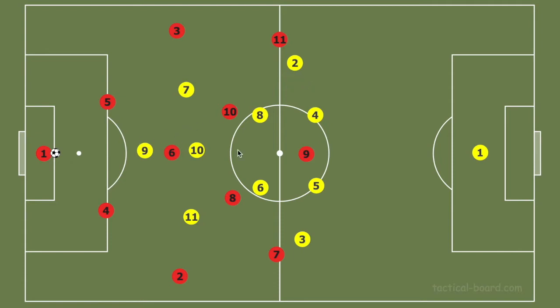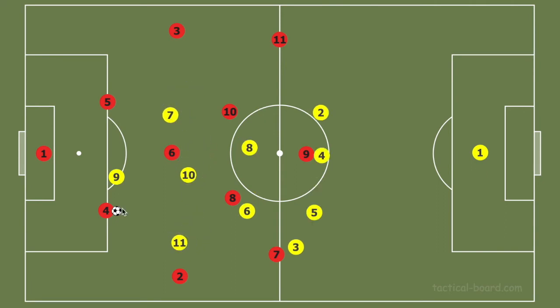In my last video, I covered zonal marking and the advantages of it. Today I'm going to be talking about a way to bypass zonal marking through the use of diagonal passes. So let's start with a basic goal kick here from the red goalkeeper. As he plays the ball out to his defender, we will expect all of yellow to shift with the ball and shift wide.